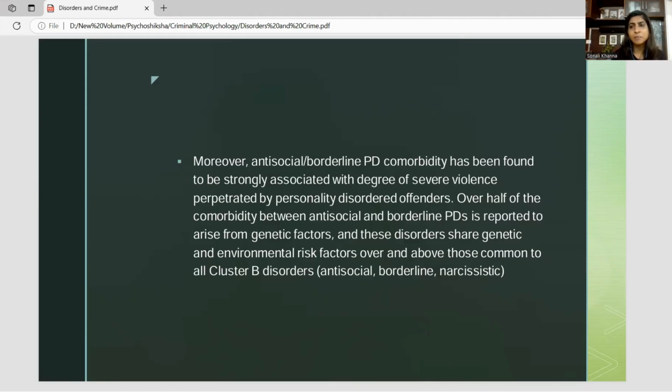So these are the various personality disorders. Personality disorders generally come from your genetic factors. Okay, it's in your gene pool only. But of course, there are some environmental risks that make you vulnerable in developing that particular behavior.